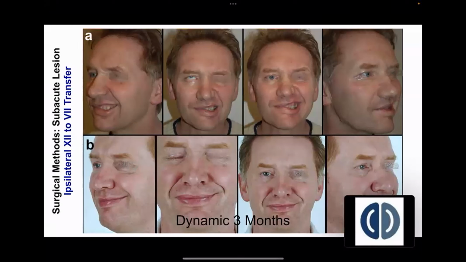And here you can see the result before and after. Since the suture line is relatively near to the target muscles, the reinnervation is quite quick, so we don't need to wait for too long. And you can see the reconstruction of the nasolabial fold, and there's even some kind of hypercorrection there.